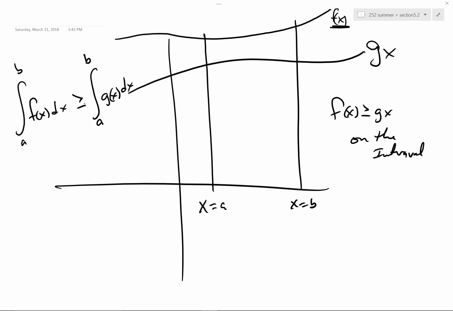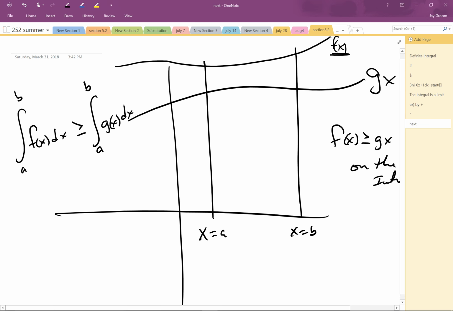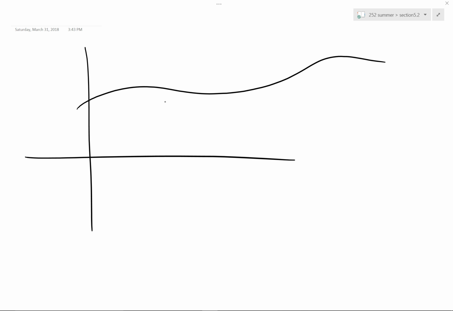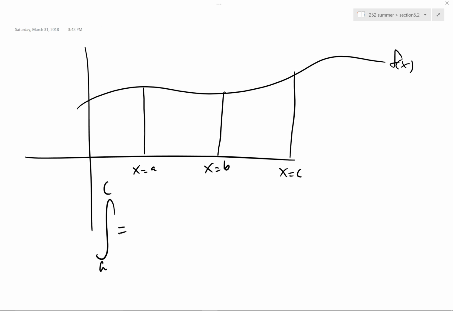And I think there's just one more thing I want to mention from section 5.2 before you really get into it, and that is if you have a function, I always use the same function, whatever. And here's x equals a, here's x equals b, here's x equals c. The integral from a to c of f of x dx is equal to the integral from a to b plus the integral from b to c.